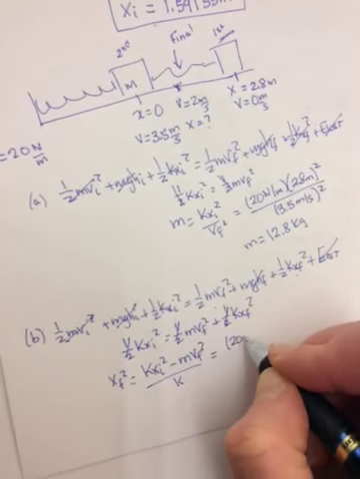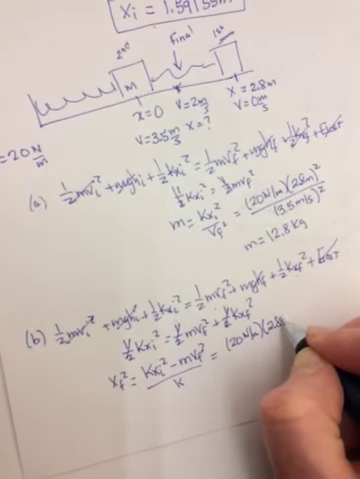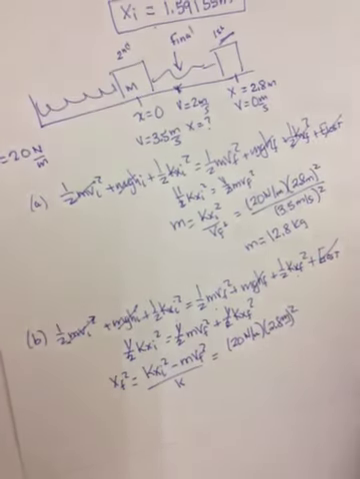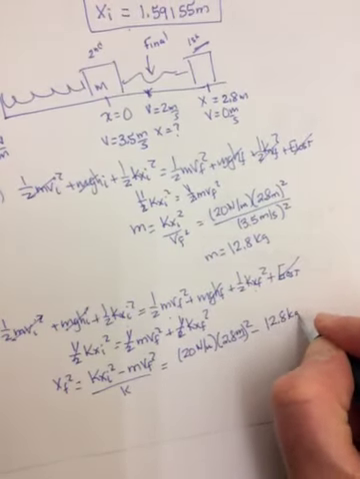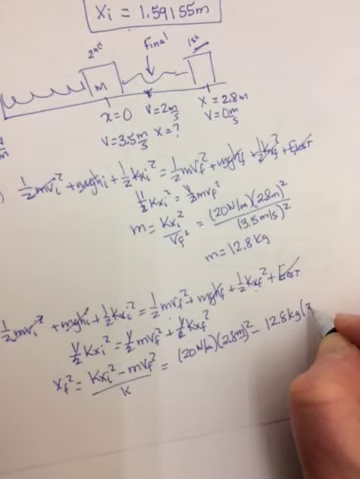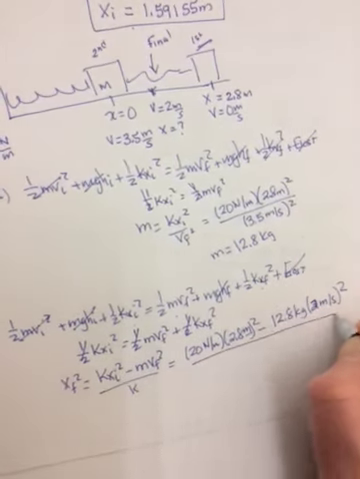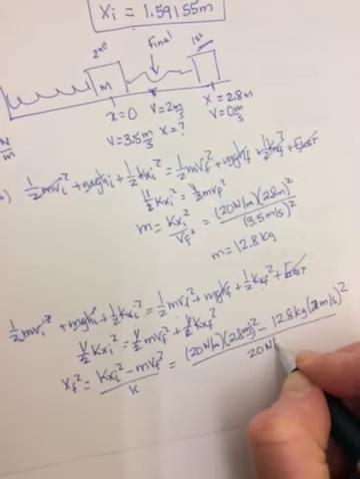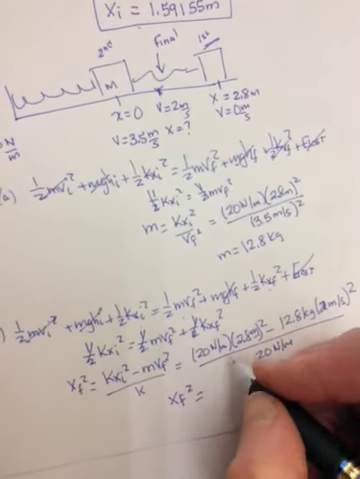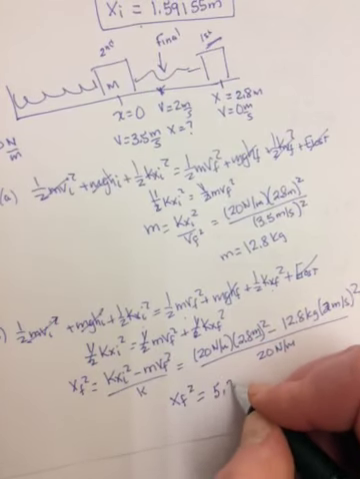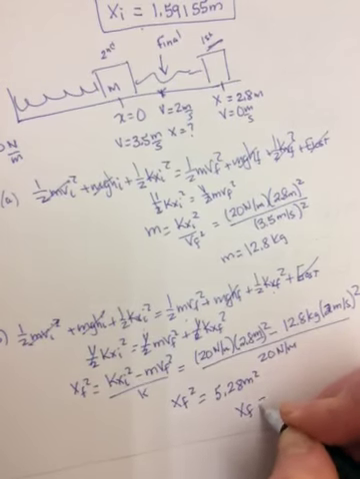So 20, right? Yeah, newtons per meter. X initial 2.8 meters, just meters, squared, minus the mass that we just found up there, 12.8 kilograms, times 2 meters per second squared, divided by 20 newtons per meter. Remember, what you get here is going to be xf squared, and it works out to be something like 5.28 meters squared, and then take the square root.